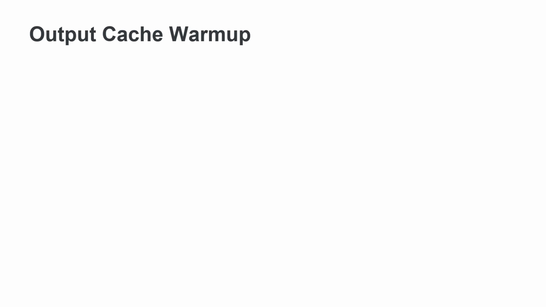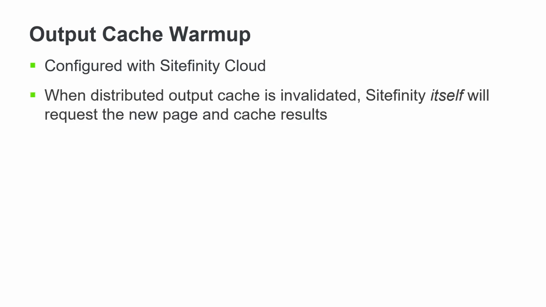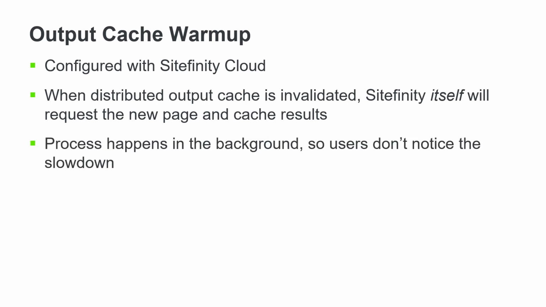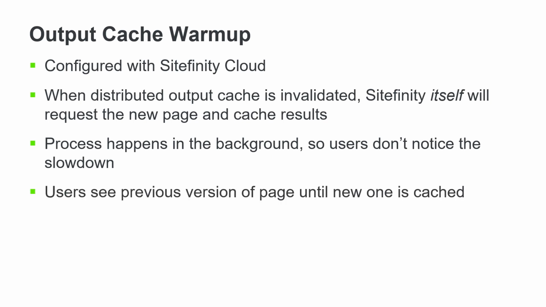Sitefinity Cloud solves this problem with a new feature called Output Cache Warmup, which is configured with each instance of Sitefinity Cloud. When the distributed output cache is invalidated, Sitefinity itself will make a request for the new page and then cache the results. This is done through a background process which hides the performance hit from the end user. The old version of the page is displayed to the end user until the new version is cached. After the new version is cached, it's instantly displayed to the end user without decrease in performance.